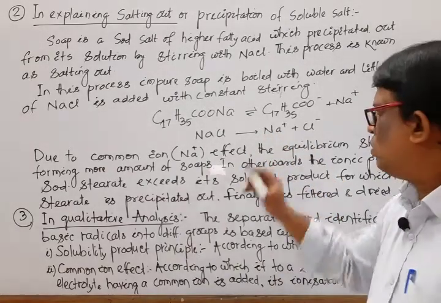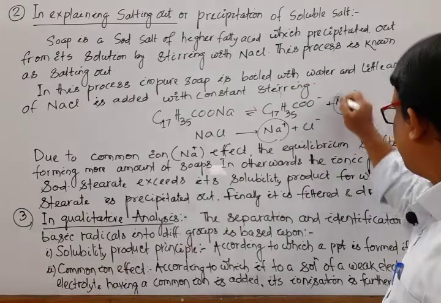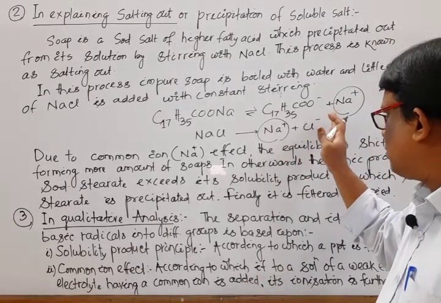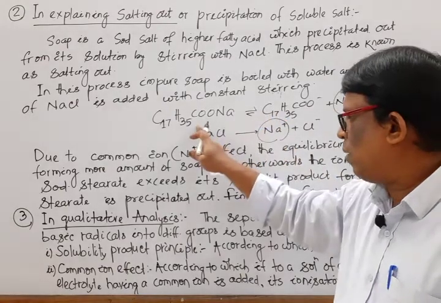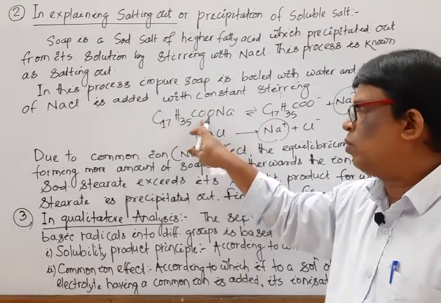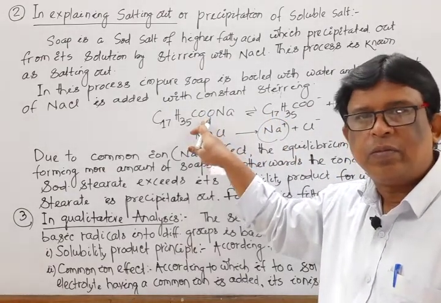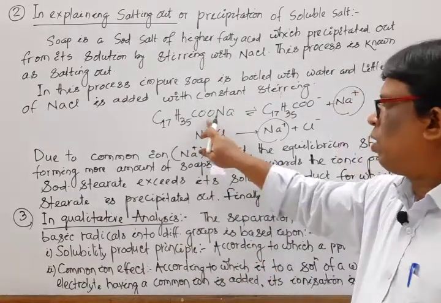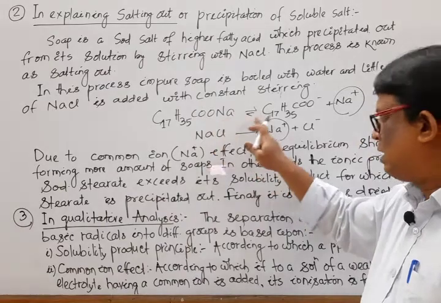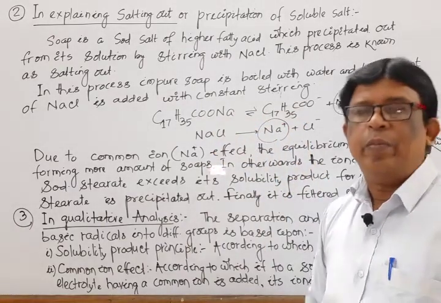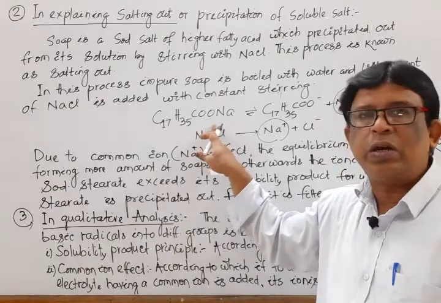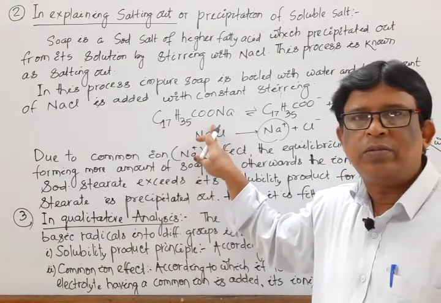Mark that. Which one is the common ion? This is the common one. So according to Le Chatelier's principle, as the concentration of product species increases, the equilibrium shifts backward, forming more sodium stearate. Or according to the common ion effect, the ionic product of sodium stearate exceeds its solubility product, making the solution supersaturated. As a result, sodium stearate is precipitated out.